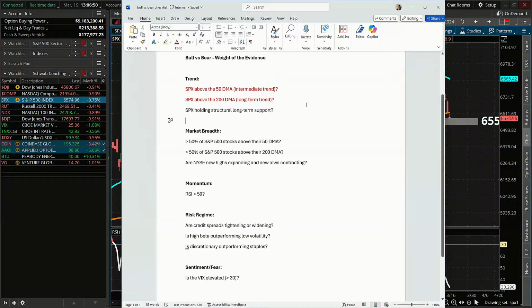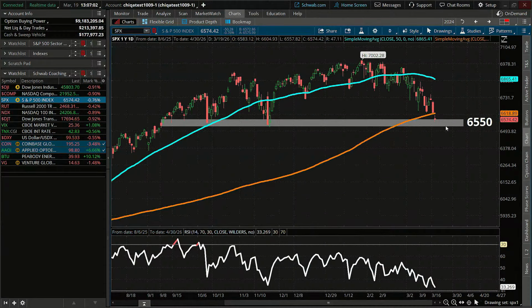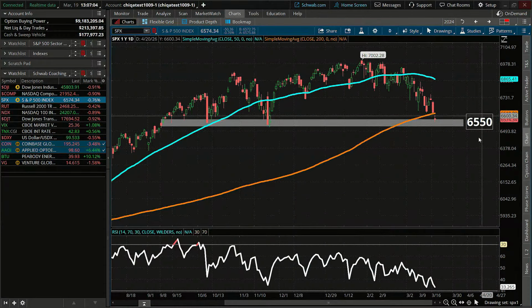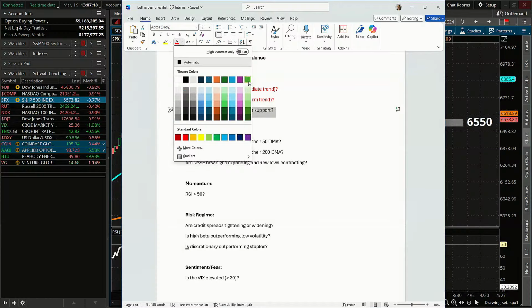I'm going to put our mixed evidence in yellow, and I'm going to put our bullish evidence in green. So we can kind of weight all of these things today. Now, we did also talk about how the S&P 500 is holding this structural support as of now, right around 65.50. So that's really the line in the sand that we're looking at. So since we are still holding that as far as the overall trend, we're going to make that one green here. Okay.